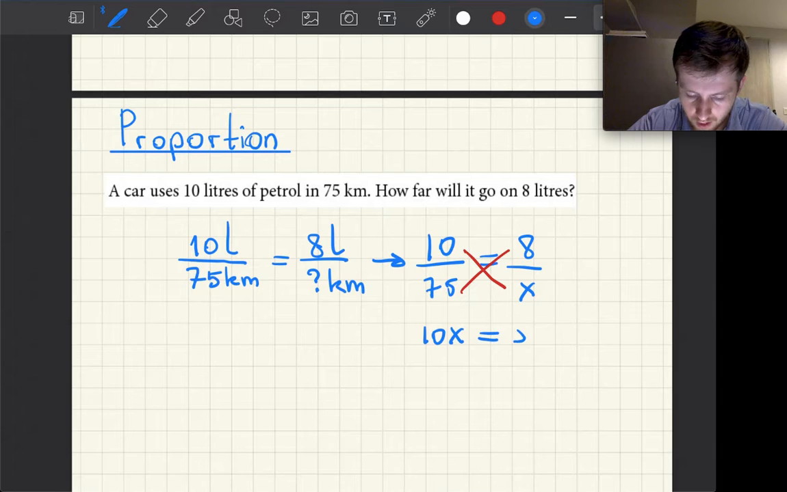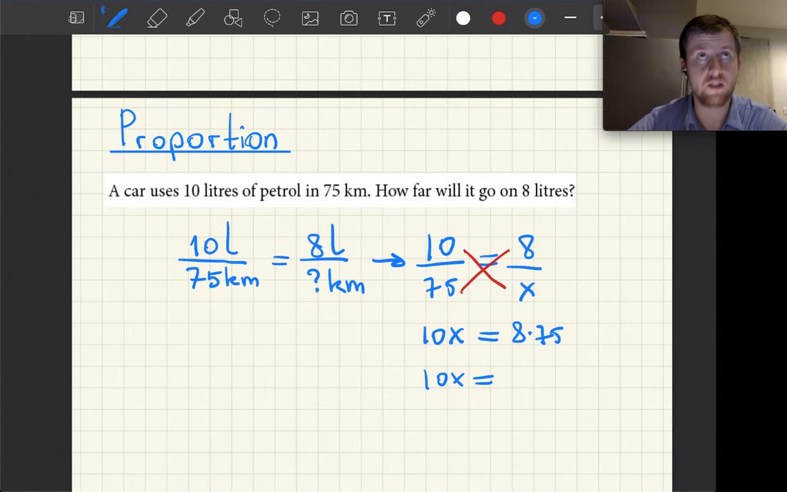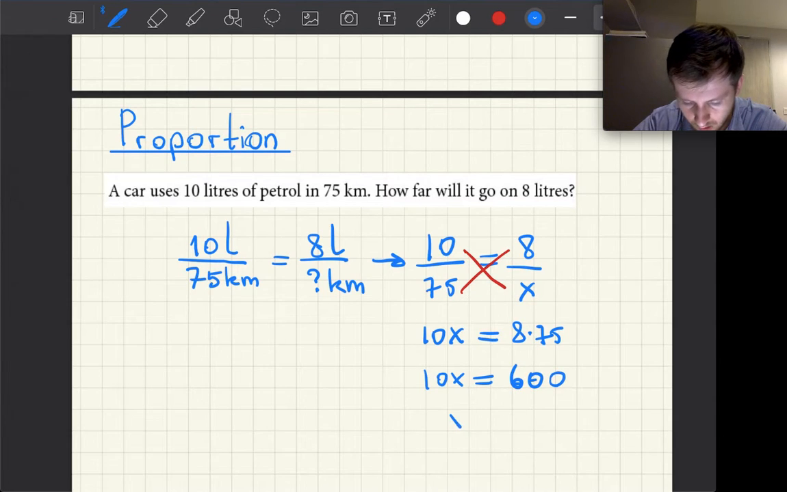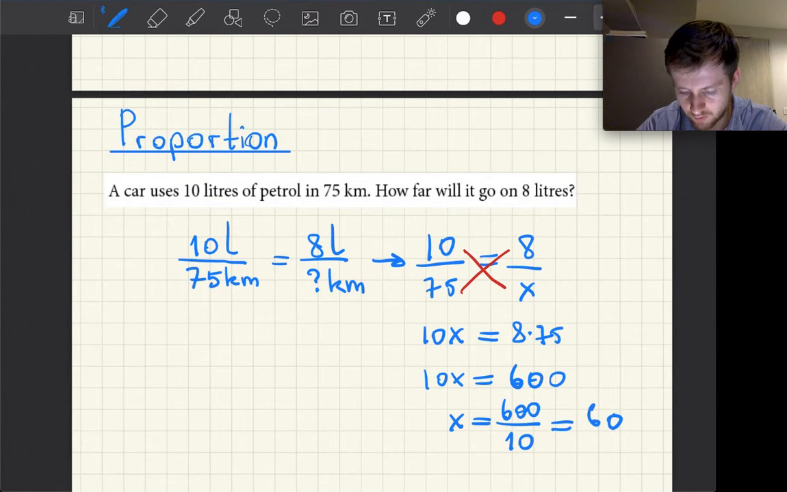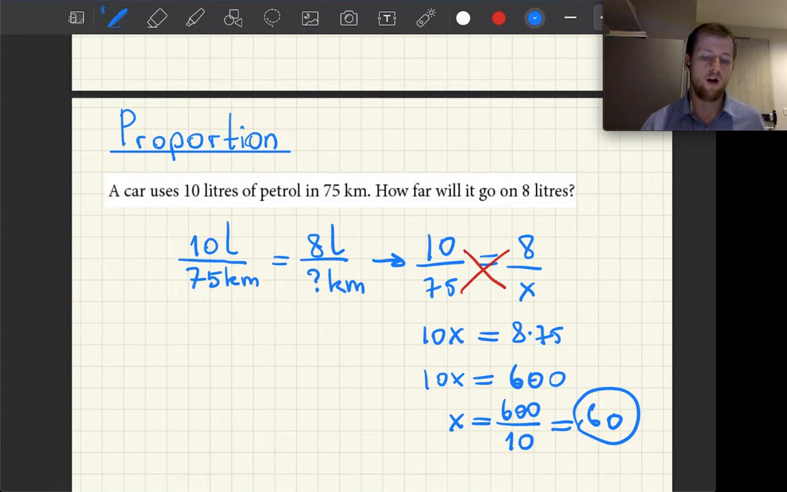10x equals 8 times 75. 10x is equal to 8 times 75, which is 600. It's going to be 600. 10x equals 600, which means that x is equal to 600 over 10, which equals 60. So that's our answer. The car will go 60 kilometers on 8 liters.